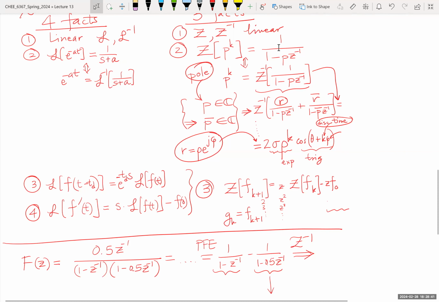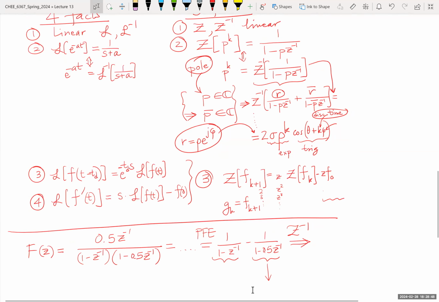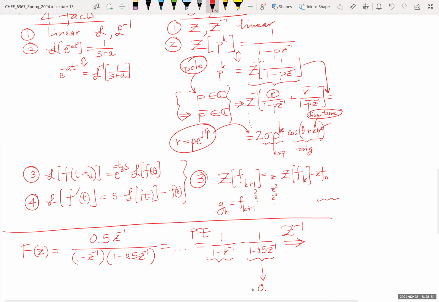The second, and the inverse of this will be 0.5 to the k, for k equals 0, 1, 2, 3, etc., right? All right, and there is a minus in front, so I'll put that there so I can have the whole thing, minus 0.5 to the k. All right, how about this? 1, because it's 1 to the k, so it's just 1.